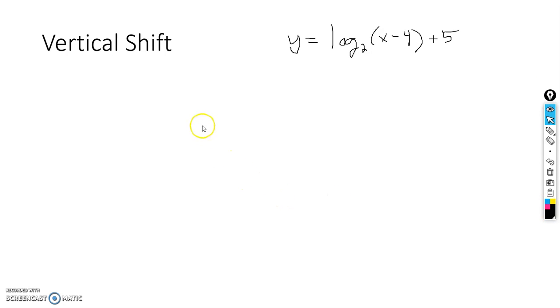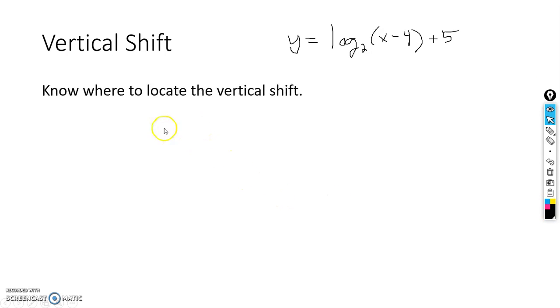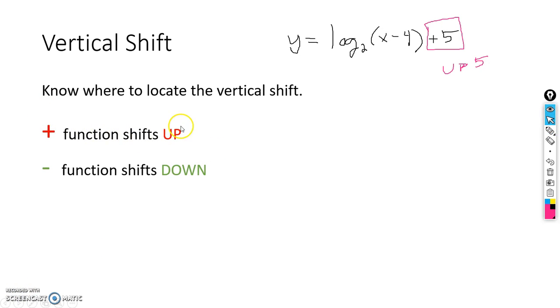The vertical shift is a little more straightforward. So we have to know where to locate the vertical shift. Again, I'm just going to box where we found the vertical shift for our log functions. So this vertical shift would be up 5. And again, similar to our exponential functions, if we have a plus for our vertical shift, it means it's going to shift upwards. If we have a minus sign, that means our function will shift downwards.